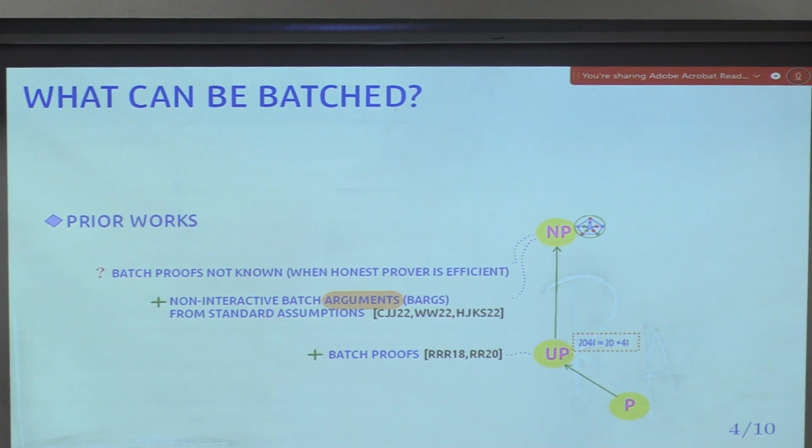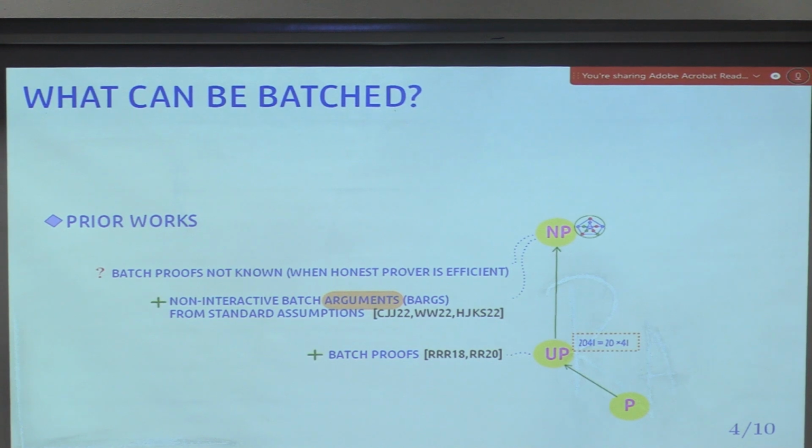And for NP, we know batch arguments. If you are willing to relax soundness, then we know how to batch NP witnesses. If you want to batch circuit SAT instances, you can even do it in a non-interactive manner. These are called BARGs. We know BARGs for NP from standard cryptographic assumptions, but we don't know anything for proofs for NP. People have been looking at it for long, Ron has been looking at it for ages, but we still don't know anything.